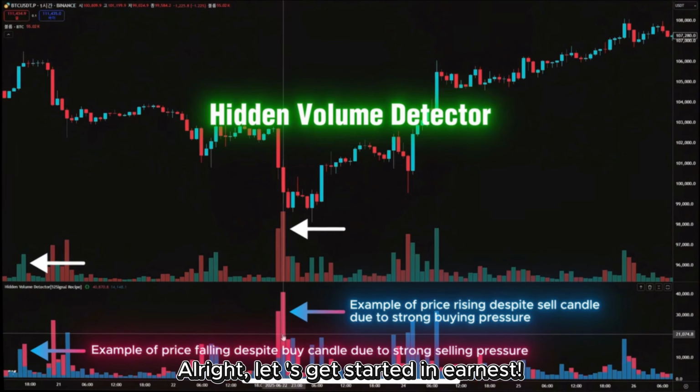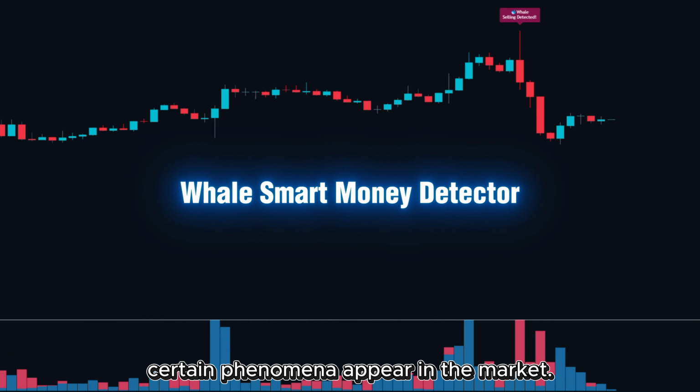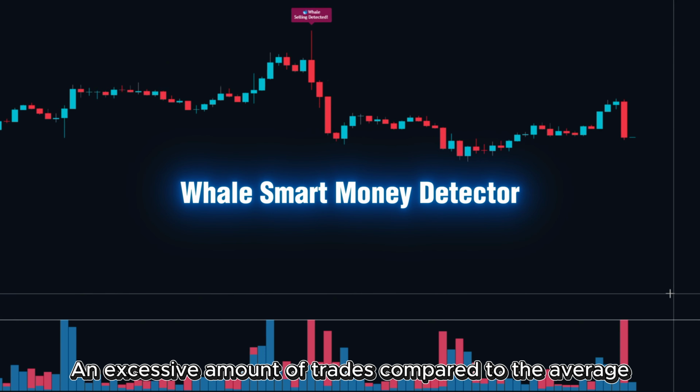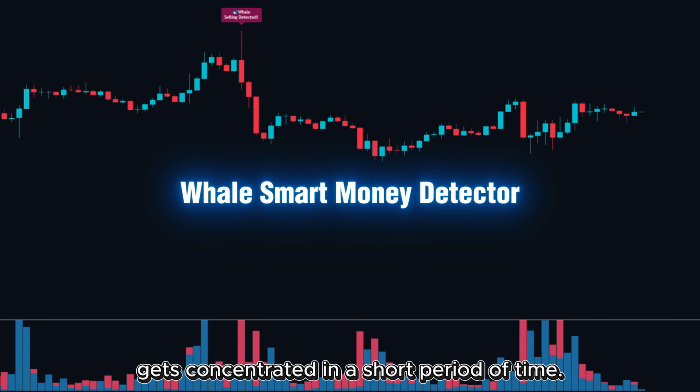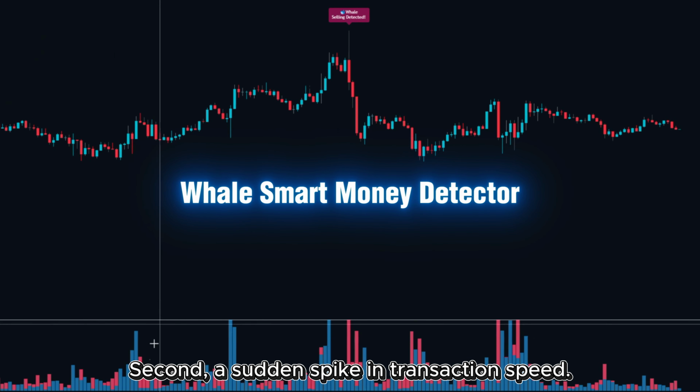Alright, let's get started in earnest. When whales make a move, certain phenomena appear in the market. First, a sudden surge in trading volume. An excessive amount of trades compared to the average gets concentrated in a short period of time. Second, a sudden spike in transaction speed.